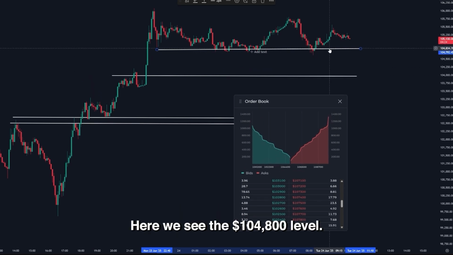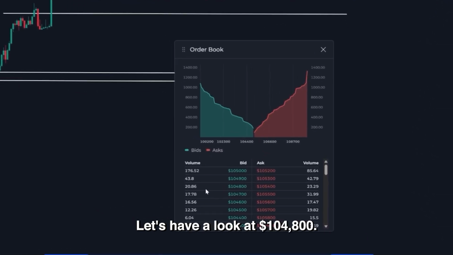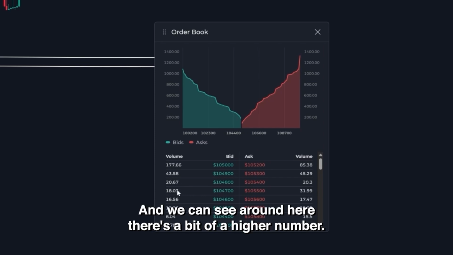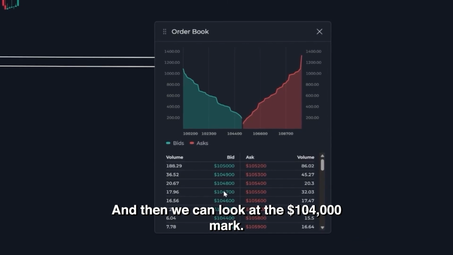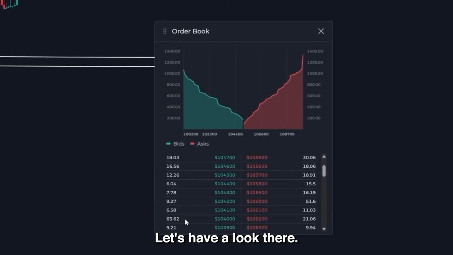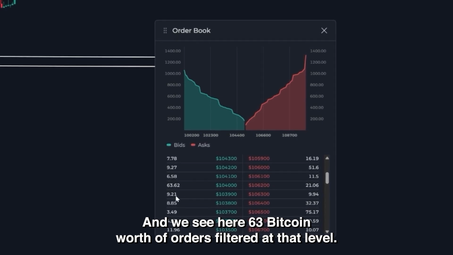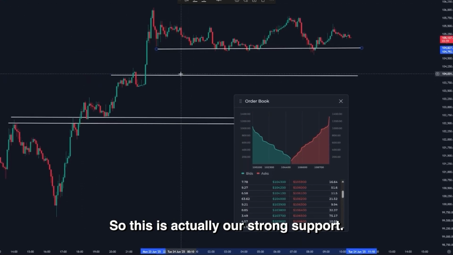Here we see the $104,800 level. So let's look at our book. Let's have a look at $104,800. And we can see around here, there's a bit of a higher number. So this is a minor support. And then we can look at the $104,000 mark. Let's have a look there. And we see here 63 Bitcoin worth of orders filtered at that level. So this is actually our strong support.